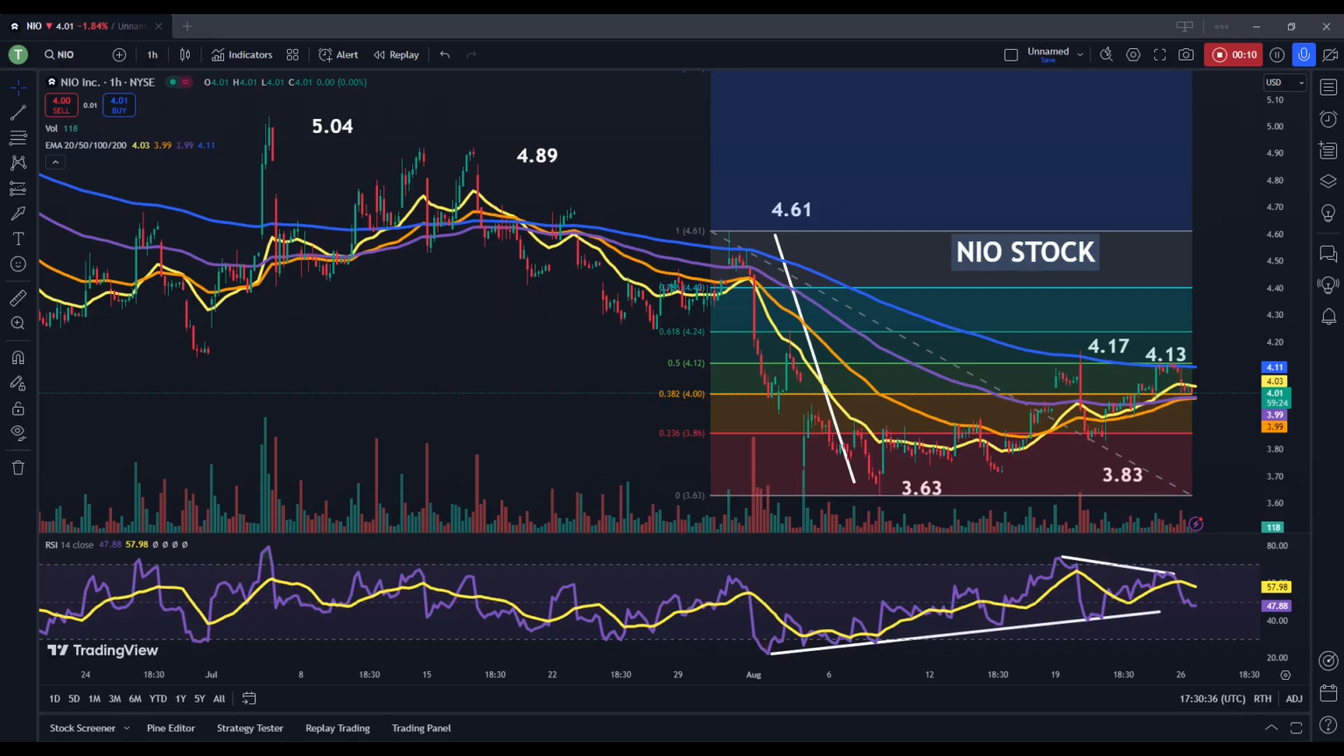Here we have the current stock market update for NIO Incorporated, stock ticker NIO.